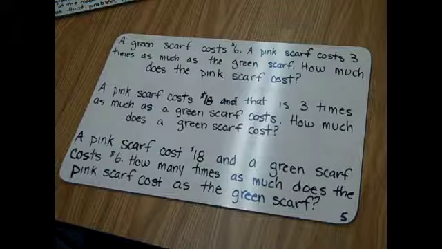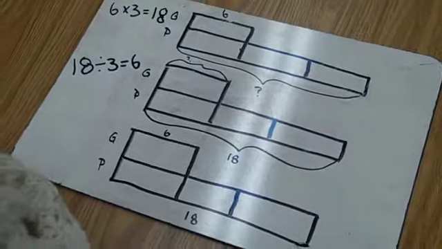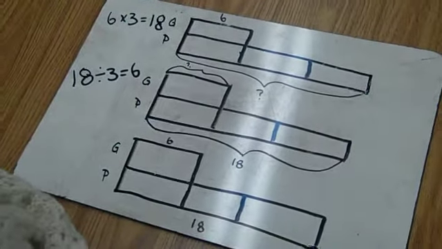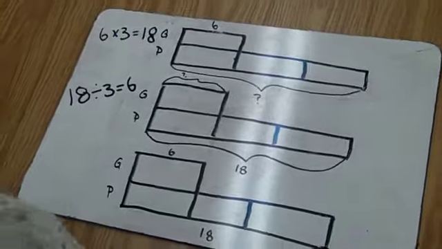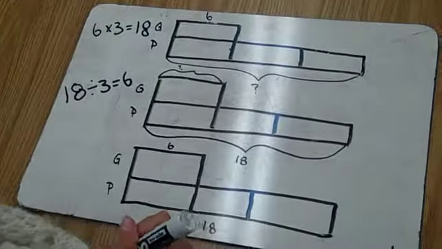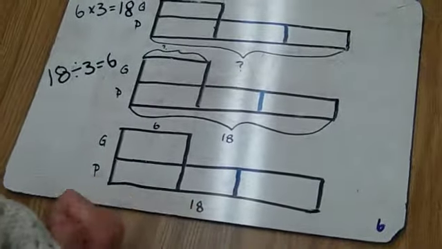In the second problem, we see a pink scarf costs $18. And that is 1, 2, 3 times as much as the green scarf costs. How much does the green scarf cost? We can look at the model and write the equation 18 divided by 3 equals 6. Let's look at the third problem. This is a little tricky. Let's explain how it would be done.